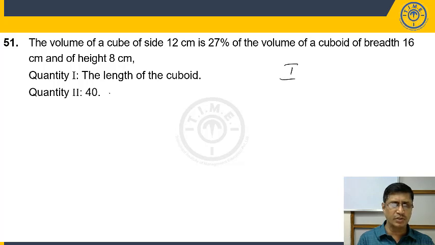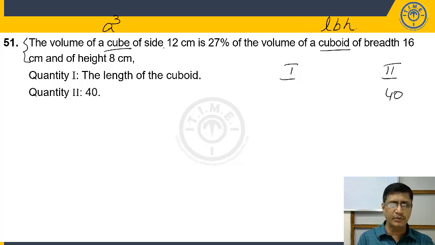What is given in the first one? The first one is about the length of the cuboid. What about the second one? It is a fixed value, 40 is given. To find the length of the cuboid, use the data given in the question. The volume of a cube of side 12 centimeter is 27% of the volume of the cuboid of breadth 16 centimeter, height 8 centimeter. My dear students, what is the formula for the volume of a cuboid? Length into breadth into height.